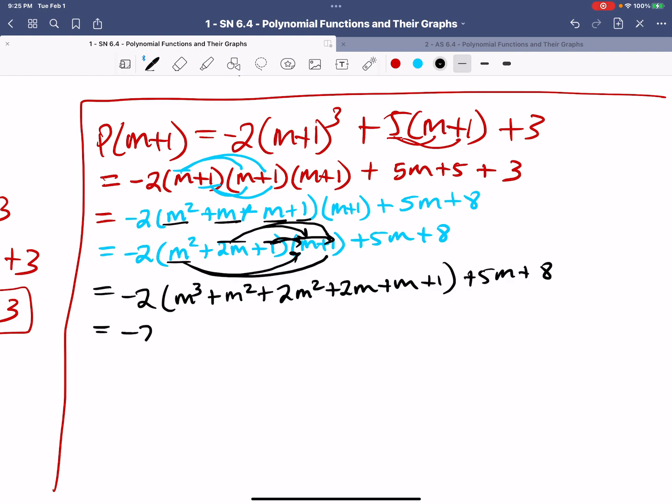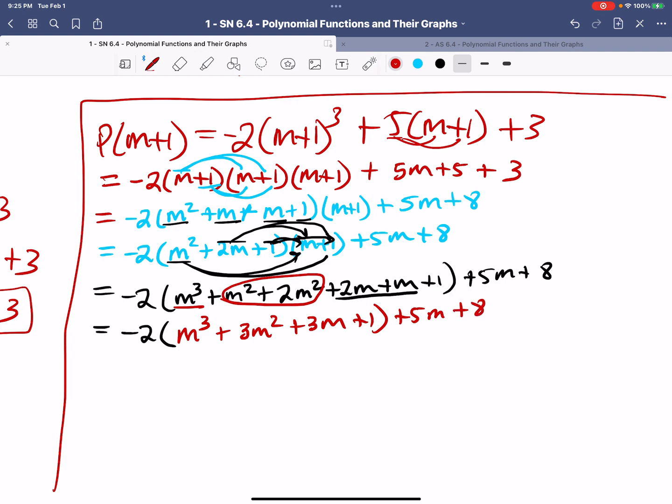Okay, so now I'm going to combine like terms. So I've got 1m cubed, so that's m cubed. I've got 2m squareds, so m squared plus 2m squared is 3m squared. And then I've got 2m plus m, so that's going to be 3m plus 1. Okay, so I've done my multiplying. I've multiplied m plus 1 times m plus 1 times m plus 1.